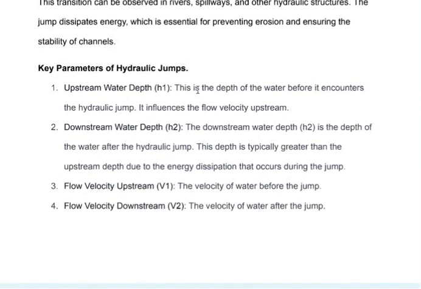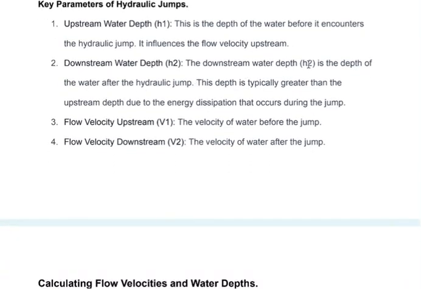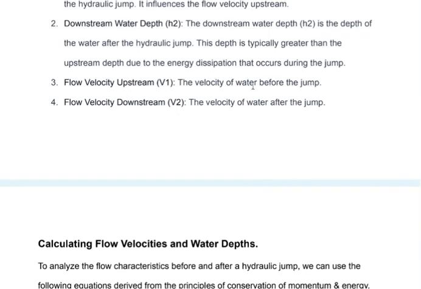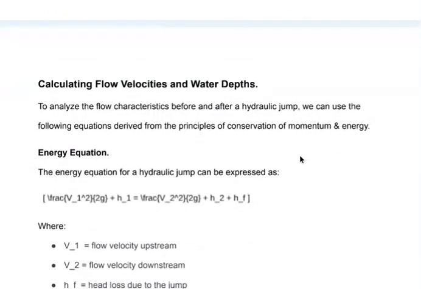Key parameters of hydraulic jumps. Upstream water depth. This is the depth of the water before it encounters the hydraulic jump. It influences the flow velocity upstream. Downstream water depth. The downstream water depth is the depth of the water after the hydraulic jump. This depth is typically greater than the upstream depth due to the energy dissipation that occurs during the jump. Flow velocity upstream. The velocity of water before the jump. Flow velocity downstream. The velocity of water after the jump.